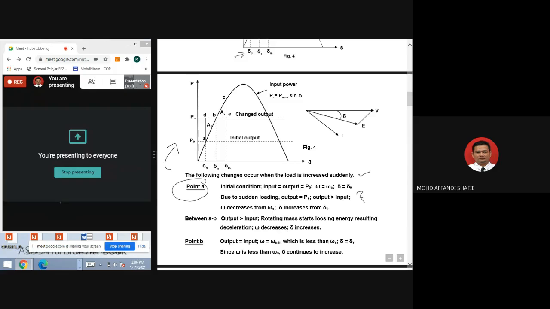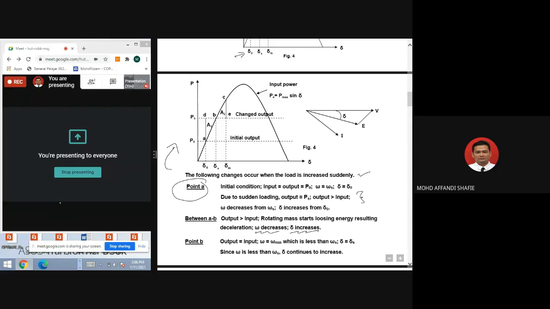So between A and B, output is more than input, the rotating mass starts losing energy, resulting in deceleration, and omega decreases. Due to the output being more than input, omega will be decreased, so sigma will be increased from A to B. Sigma will be increased from sigma 0 to sigma S.